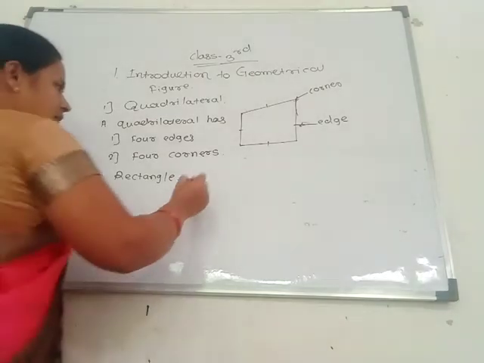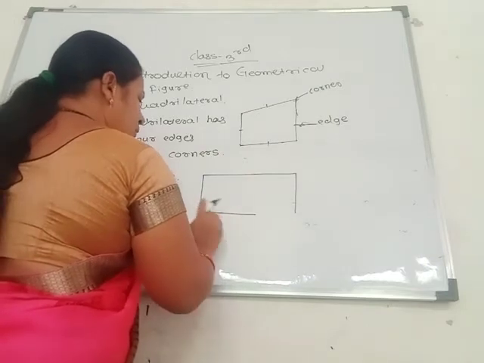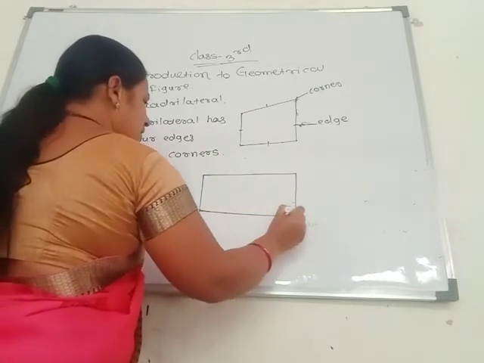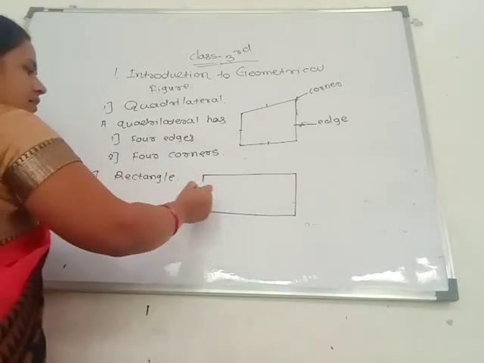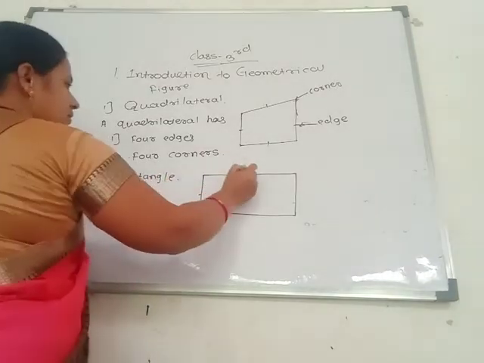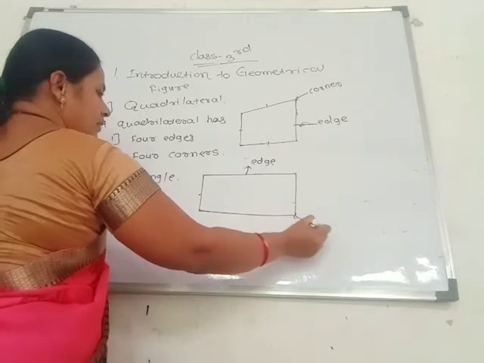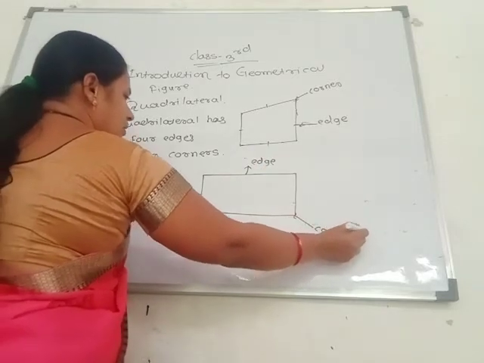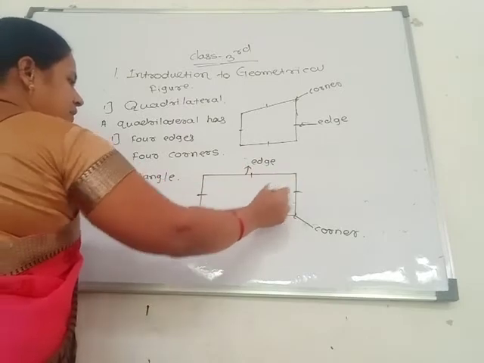You draw here the figure rectangle. In a rectangle, only 2 sides are equal, which means opposite sides are equal. This side and this side are equal, this side and this side are equal. In a rectangle, opposite sides are equal. You see this edge means side, and this one is a corner. Here a rectangle has how many edges? 4 edges. You see here 1, 2, 3, 4.